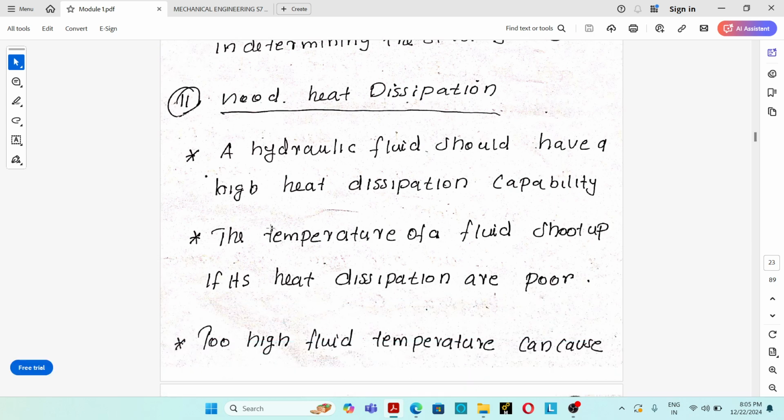Eleventh property of hydraulic oil is good heat dissipation capacity. Hydraulic oil should have good heat dissipation capability. If the hydraulic oil has less heat dissipation capability, the temperature of the oil will shoot up easily. Too high a temperature causes the system to malfunction. If the fluid overheats, it may also cause vapor. So while choosing a hydraulic oil, it should have good heat dissipation capacity.